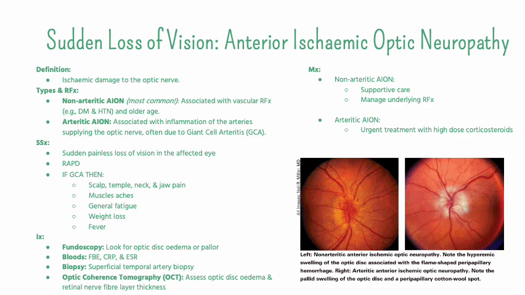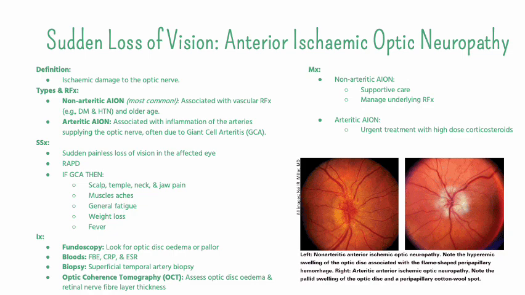The signs and symptoms of AION include the sudden painless loss of vision in the affected eye, relative afferent pupillary defect, and if it's caused by GCA, then you'll have features of giant cell arteritis such as scalp, temple, neck, and jaw pain. Predominantly, it would be scalp and temple pain. The neck and jaw pain and shoulder pain or muscle aches are typically common with polymyalgia rheumatica. Other symptoms include general fatigue, weight loss, and fever. So with GCA, the common stem or scenario in which you'll see is a little old lady having unilateral pain when she brushes her hair.